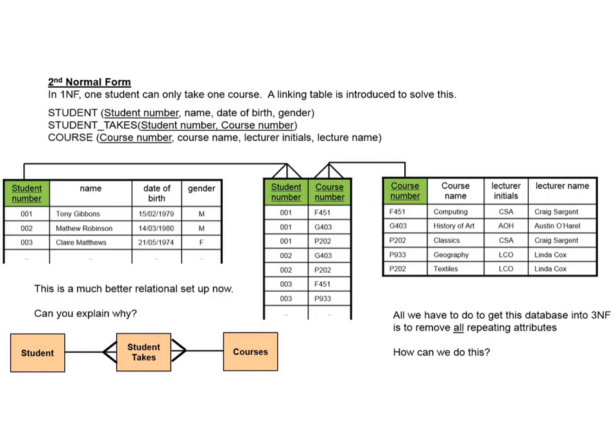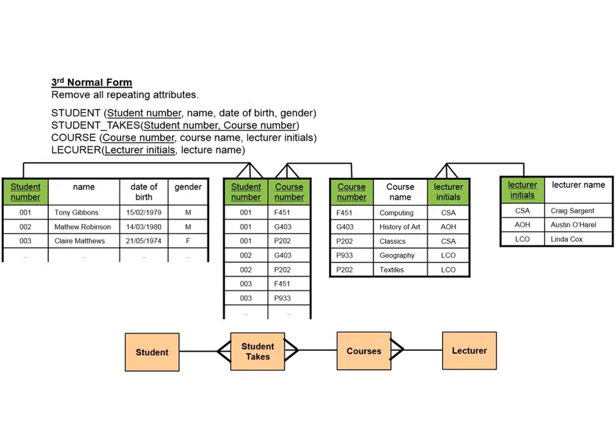In this example, the course F451 is the computing course. But that doesn't mean that it has to be lectured by Craig Sargent. The lecturer could easily change, a new one could be appointed. So we can infer that the lecturer and his details are not fully dependent on the key course number. We simply break this out into a new table as before. Here we finally see the database and its related tables in third normal form.